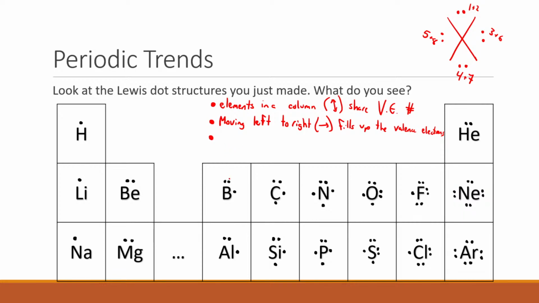And the third pattern, the third thing we notice here, is each row matches up with the valence shell. So the first row has the first shell as the valence. The second row has the second shell as the valence. The third row has the third shell as the valence. I'm going to keep going. Fifth row represents the fifth shell. The sixth row represents the sixth shell.